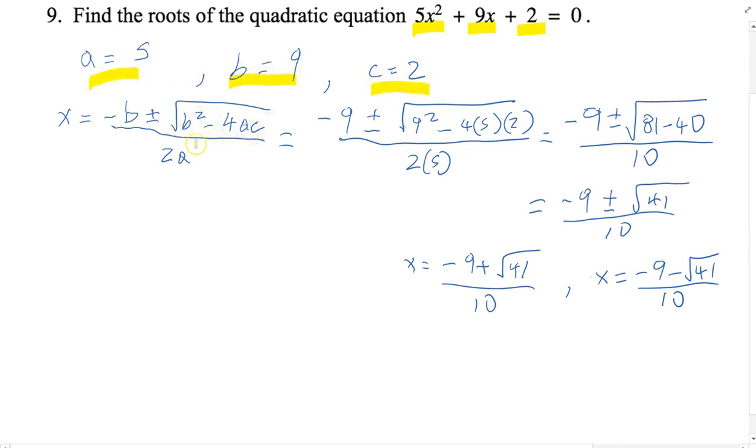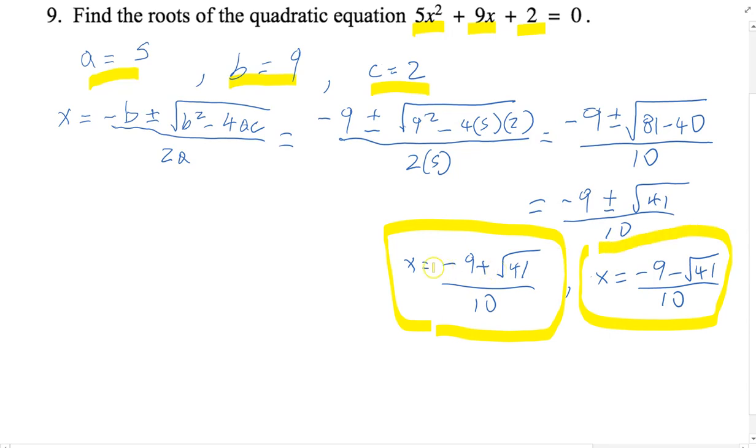Plug those values into the quadratic formula. x equals negative b plus or minus the square root of b squared minus 4ac, over 2a. Put in those values and simplify all the way down. We finally end up with negative 9 plus or minus radical 41 over 10. So we have two values for x, two values for your x-intercepts. One is x equals negative 9 plus root 41 over 10, and the other is x equals negative 9 minus root 41 over 10.